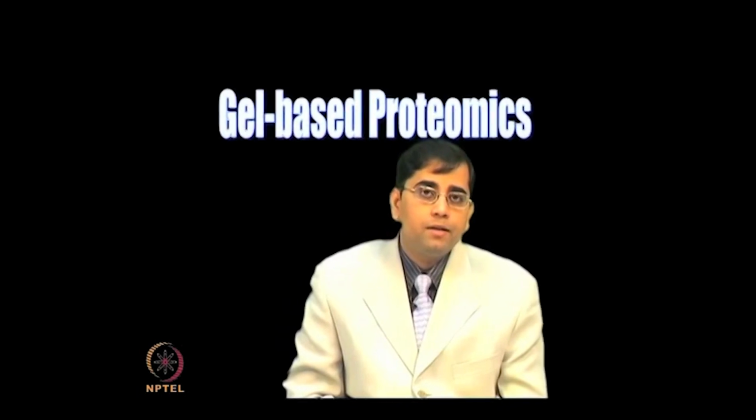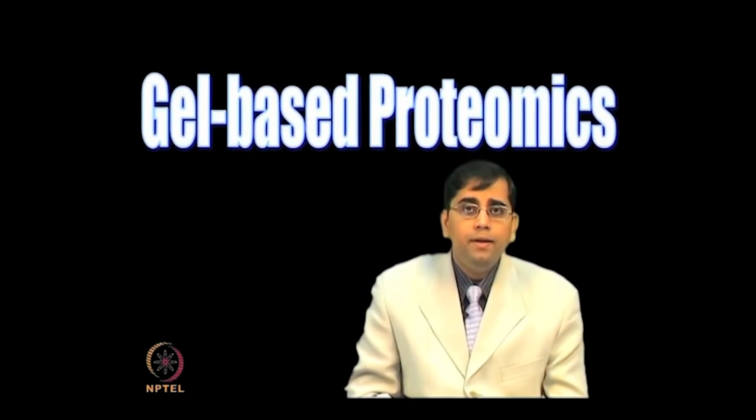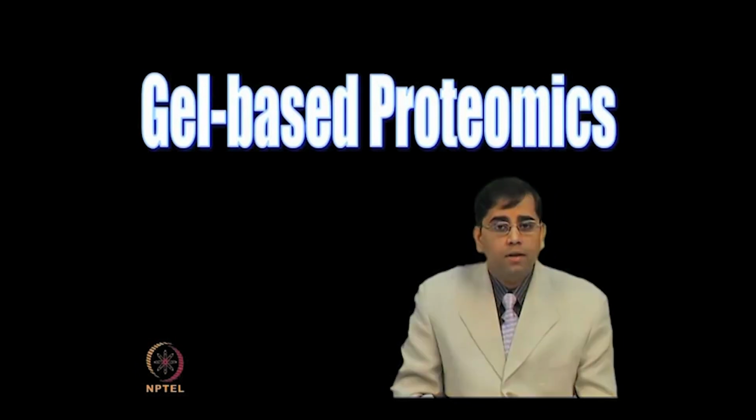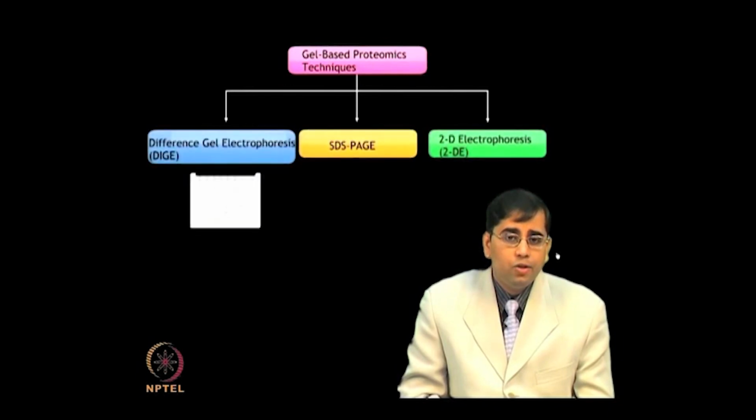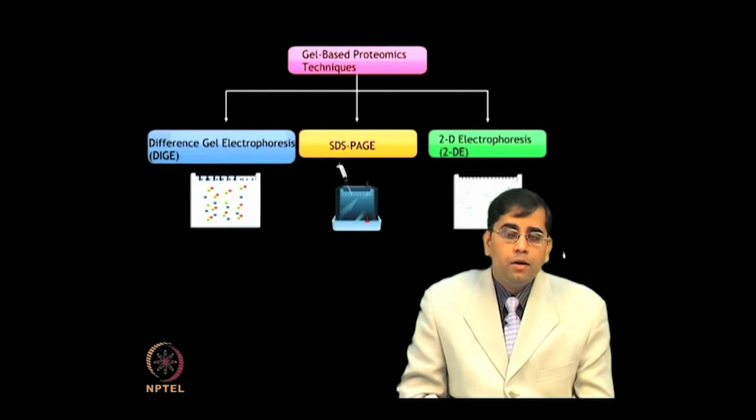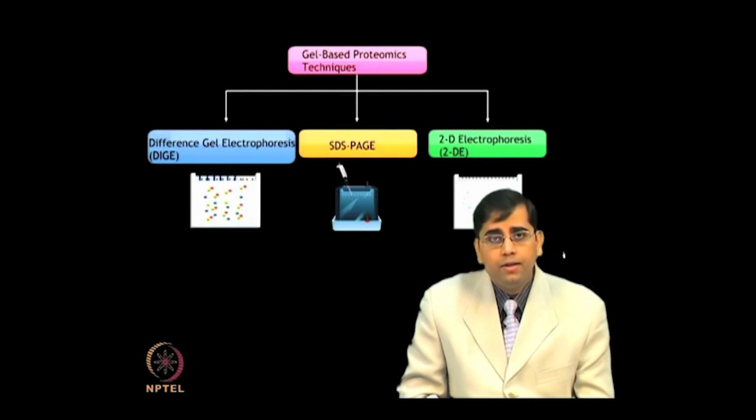In gel based proteomics, proteins are commonly analyzed using SDS-PAGE and two-dimensional gel electrophoresis. Separation in SDS-PAGE occurs almost exclusively on the basis of molecular weight, whereas in 2DE the first dimension separation is based on isoelectric point and second dimension separation based on molecular weight.